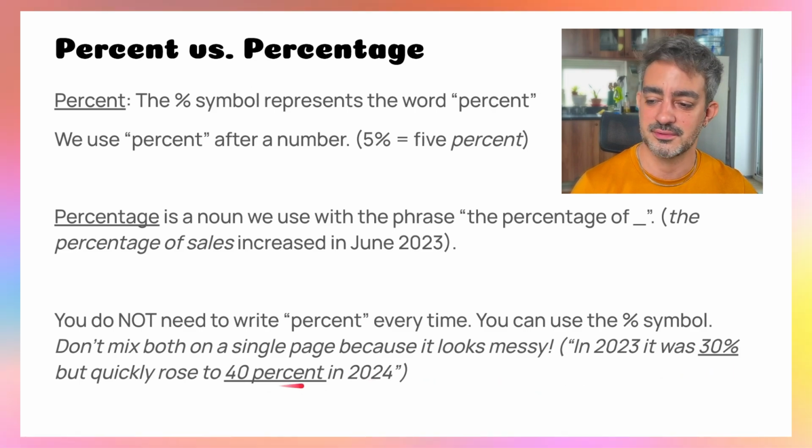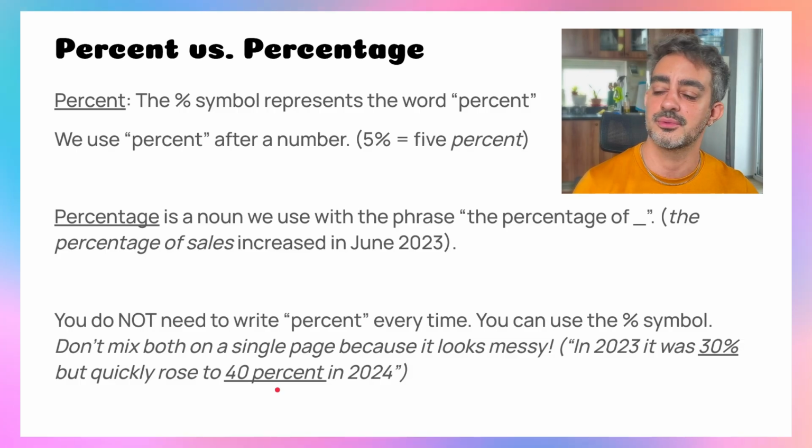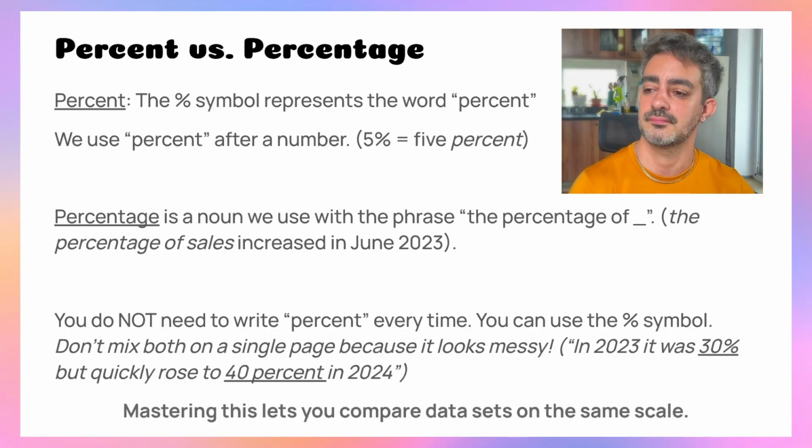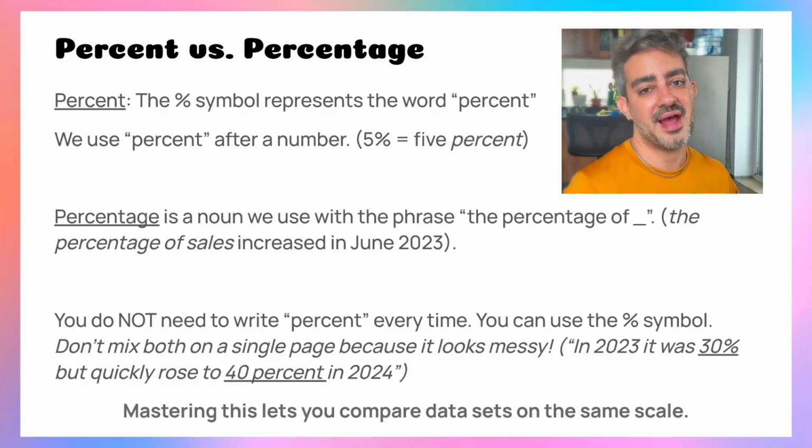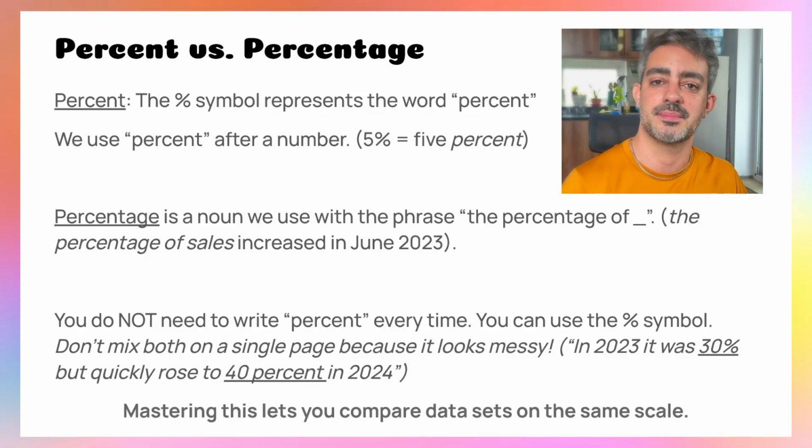You're not going to get points for writing the word percent 30 times in a writing, okay? So don't bother. You also do not need to find synonyms for the word percent. Sometimes I see students use the word rate. I guarantee you that no IELTS examiner is going to give you a higher score for using the word rate. And many times, the word rate does not mean exactly the same thing as percent. It's a different idea. Make sure you learn how to master the difference between percent and percentage so you can compare data sets.